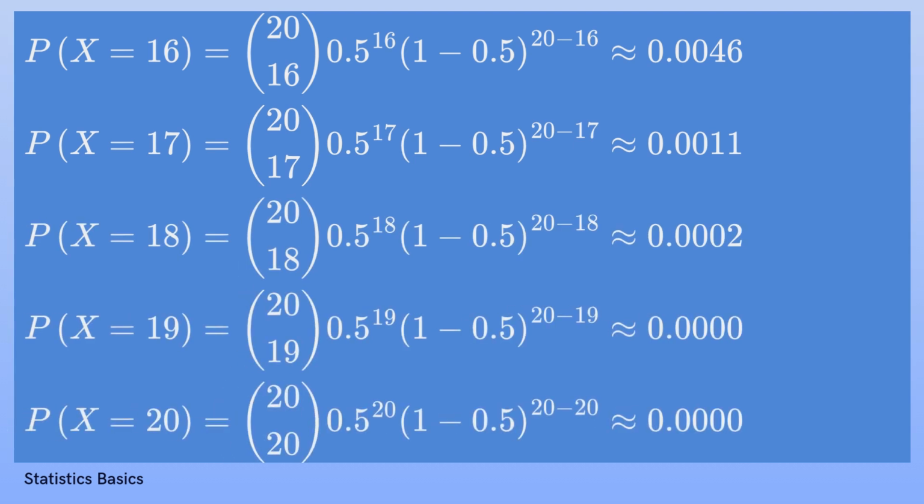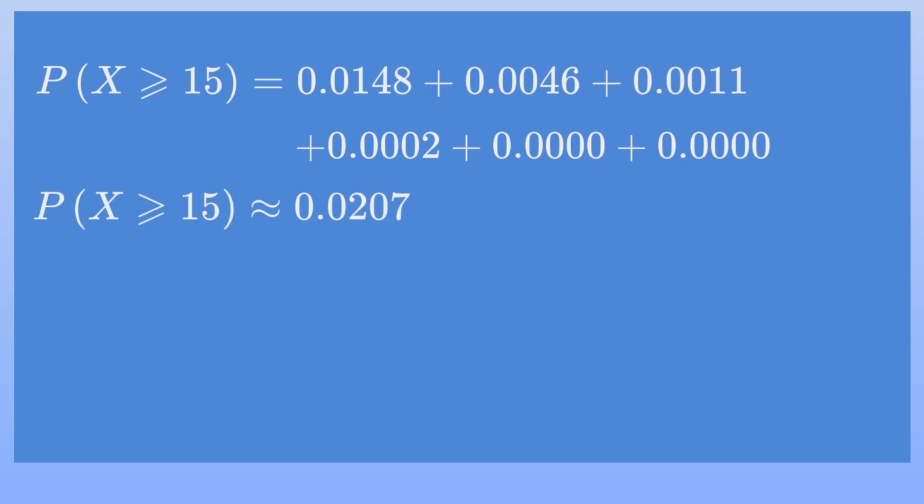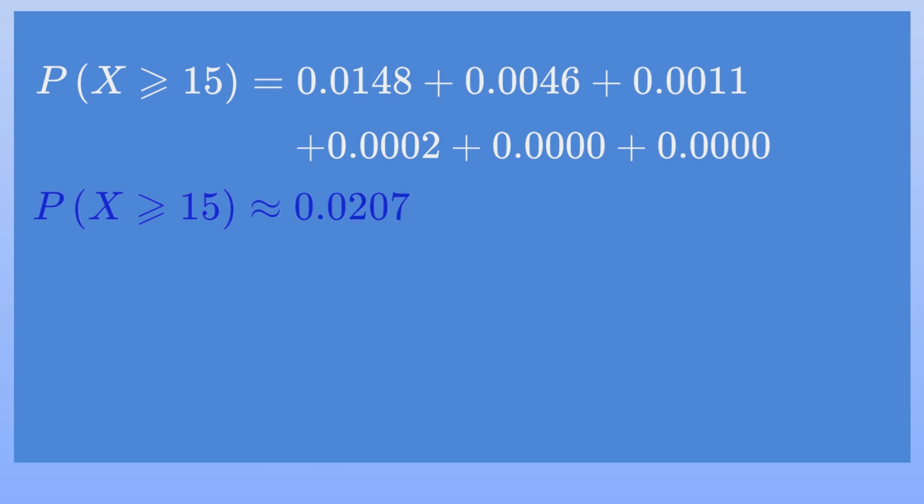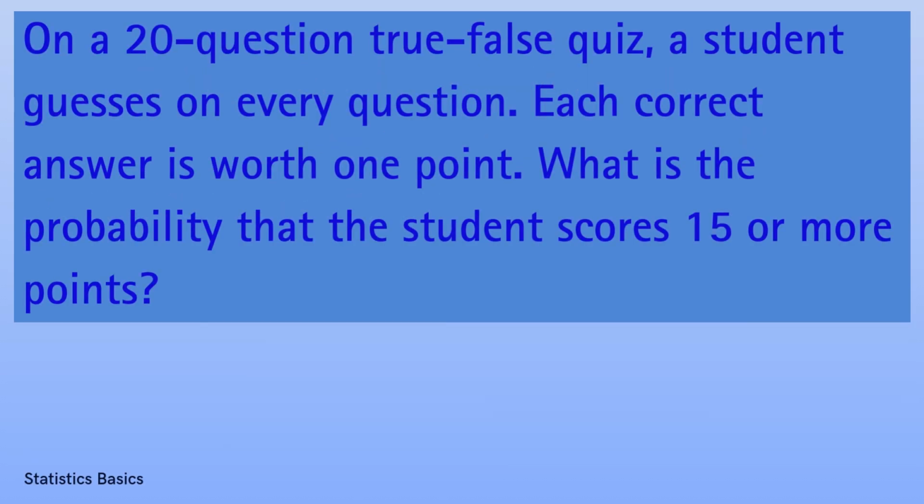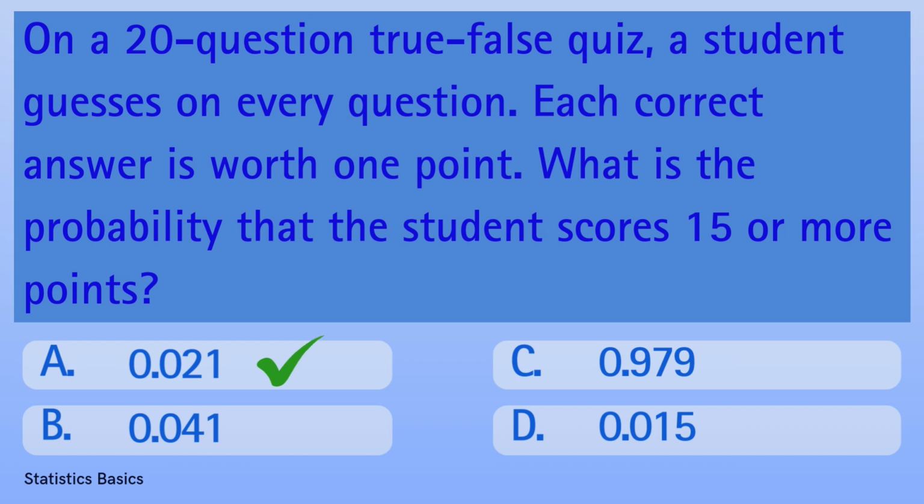Similarly, we calculate the probabilities for 16, 17, 18, 19, and 20 correct answers. To find the cumulative probability of 15 or more correct answers, we add these values together, which results in a total probability of 0.0207, or 2.07%. This confirms that option A is the correct answer.